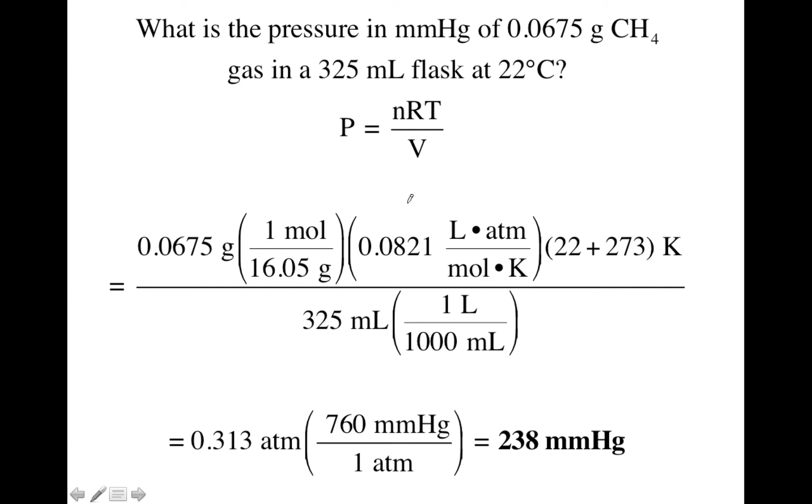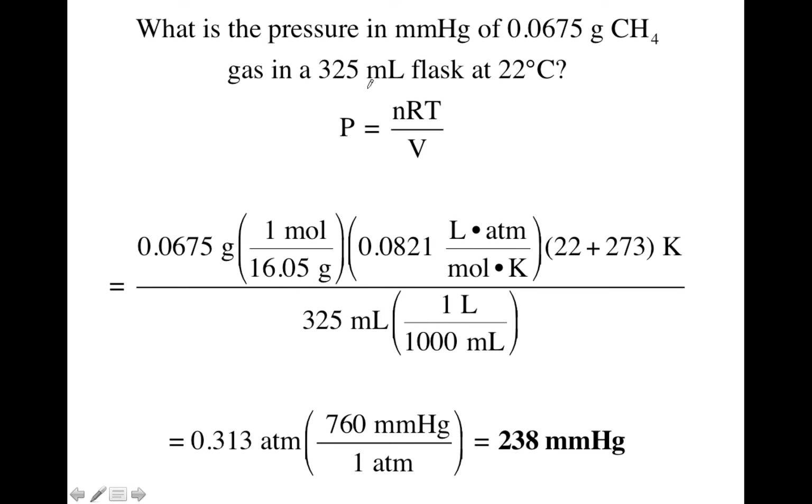So what we'll do now is do 4 different examples where we solve for the 4 different variables in the equation. So let's start with pressure. What is the pressure in millimeters of mercury of 0.0675 grams CH4 gas in a 325 milliliter flask at 22 degrees C? So first thing we're going to do is solve the ideal gas law for P.